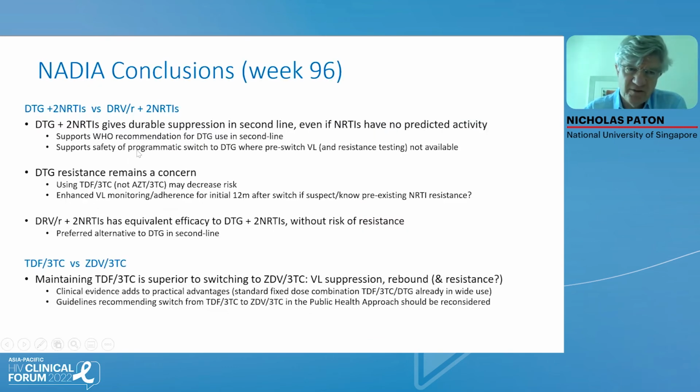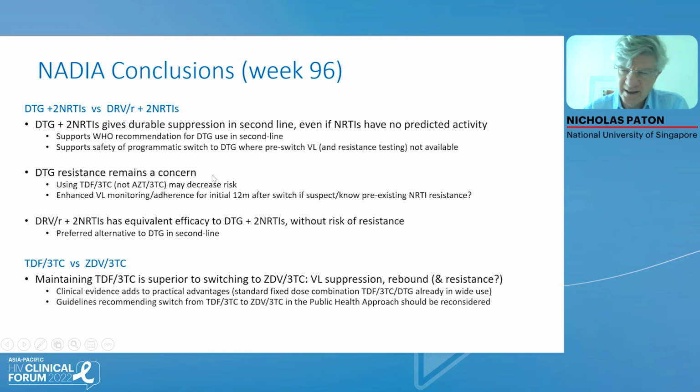So the conclusions for NADIA as far as dolutegravir and nucleosides are concerned are that you get durable suppression in second line with dolutegravir, even if the nucleosides have no predicted activity. And that supports the WHO recommendation to use dolutegravir in second line, but it also supports this programmatic switch of people who are on efavirenz, some of whom may be failing, some of whom not. Pretty much everyone can switch from efavirenz to dolutegravir, even without viral load testing and without resistance testing, where those are not available. So a very strong supportive result for dolutegravir 2 nucleosides, even though the nucleosides shouldn't be working.